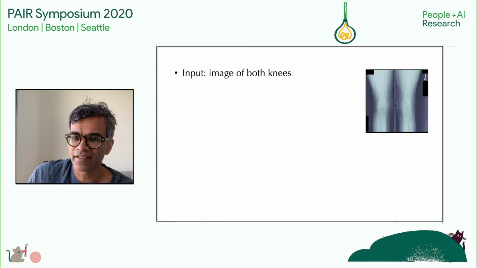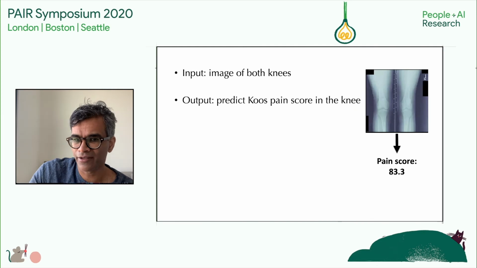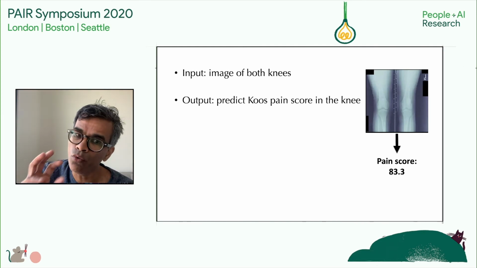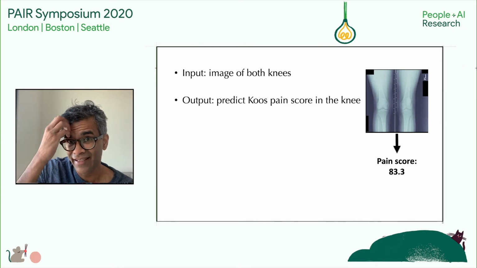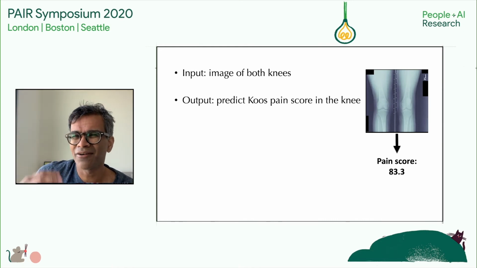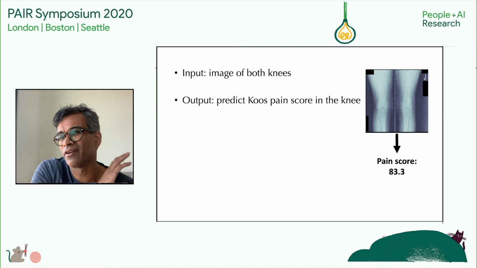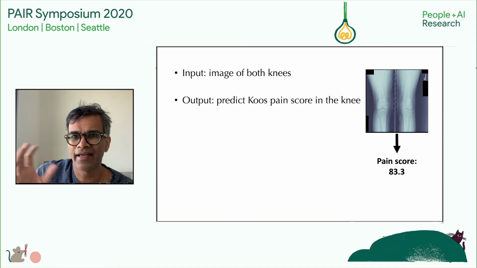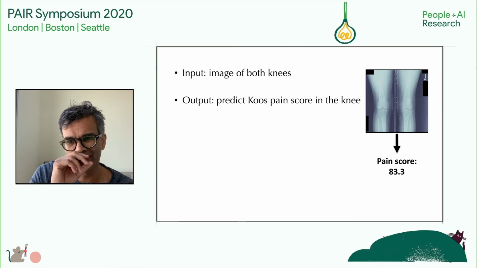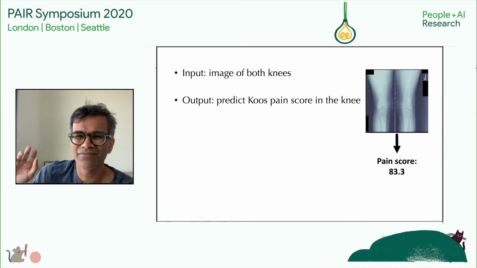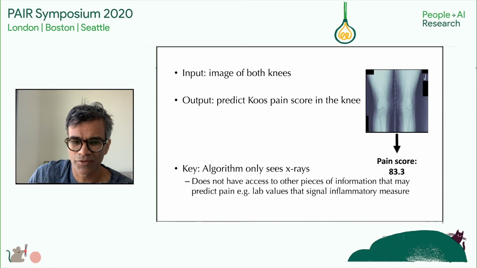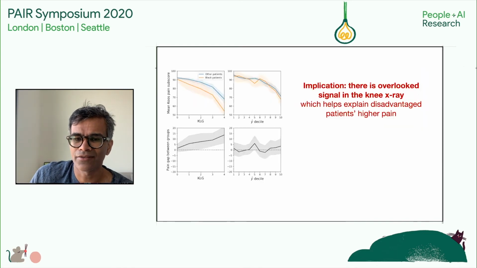So the input is an image of both knees, and the output that the algorithm is trained on, the label, is the KOOS pain score in the knee. It's important here, only the knee is given. We'll come back to this later, but it's not like the algorithm is able to reconstruct. We certainly aren't giving it any of the other variables, such as race, education. We're only giving it the x-ray. And we'll deal with the possibility that the algorithm has somehow reconstructed these other variables. Okay, but the key is it only sees x-rays, doesn't have access to anything else.